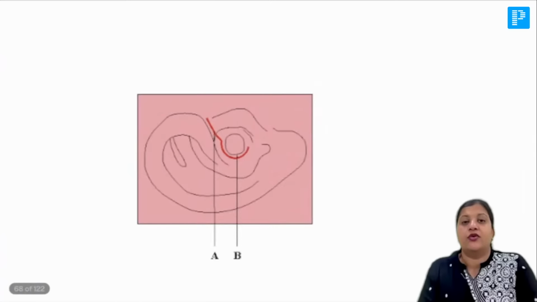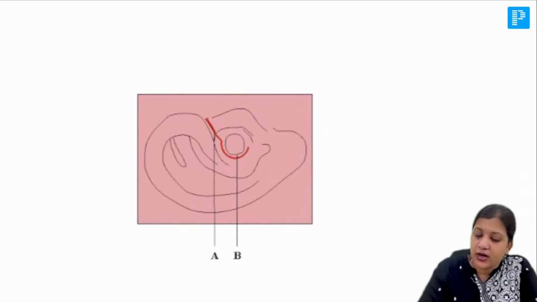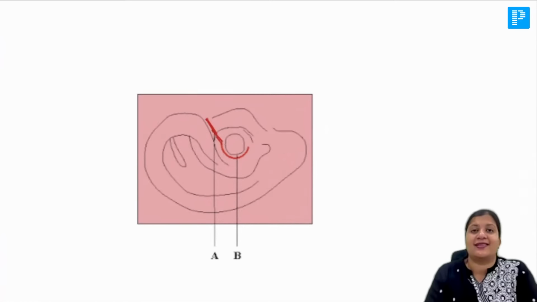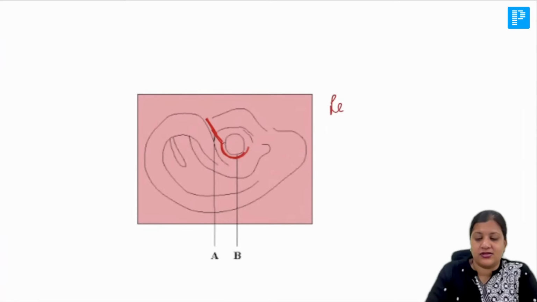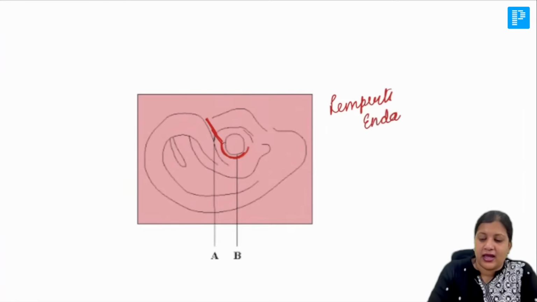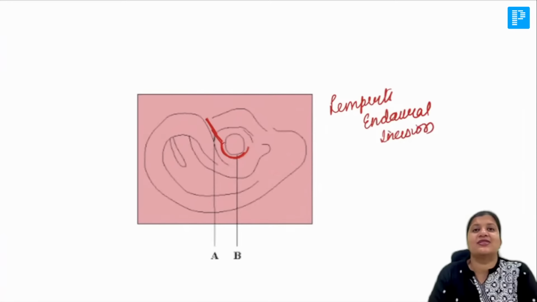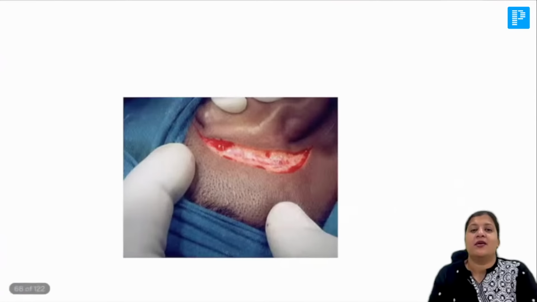Okay. Now look at this incision. We are seeing that there is an incision beginning in the incisura terminalis, going in the external auditory canal, and then at the bony cartilaginous junction. What is this incision called as? This is called as Lempert's endoral incision. Okay, it is used for endoral approach to the middle ear.